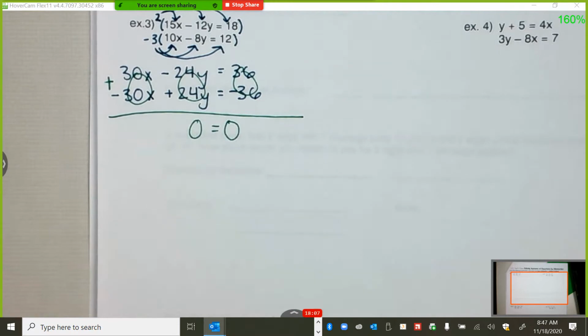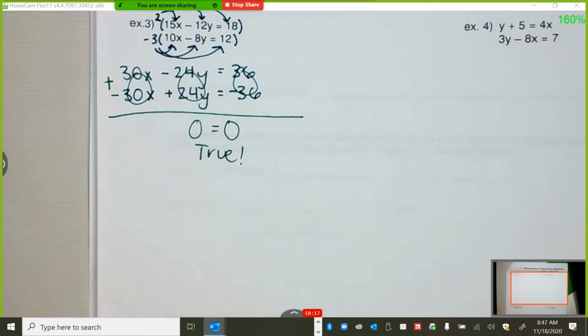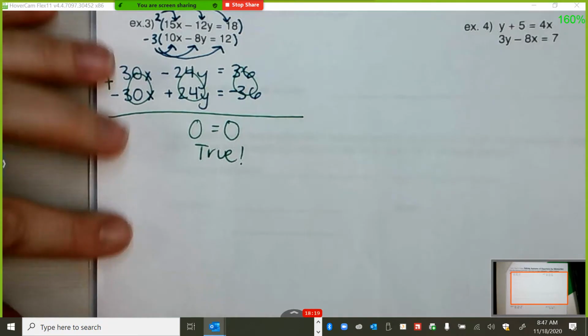Is that true or false? True. 0 does equal 0. If I have none and you have none, we're equal, right? So this is true. So what do you think the answer is? Infinitely many solutions.